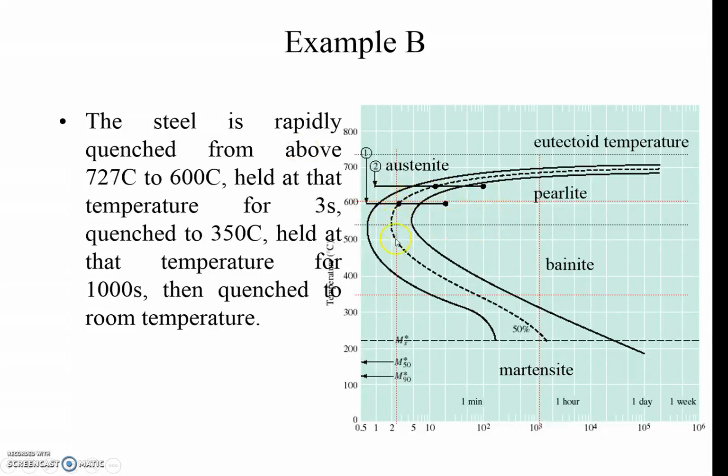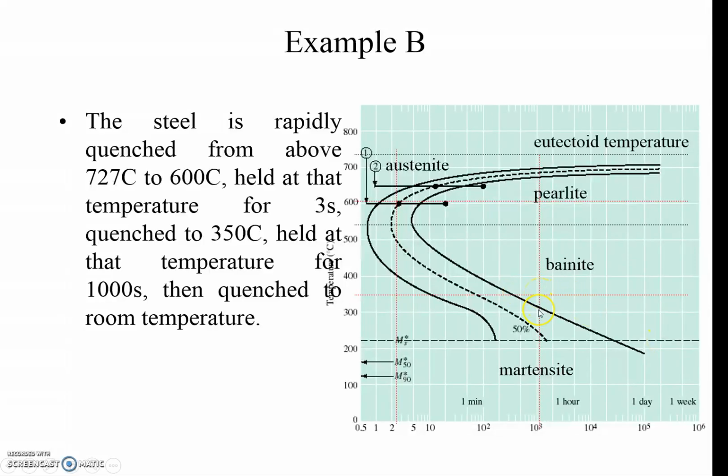Then we come down, we're going to quench again to 350 degrees, and we hold that all the way to 1,000 seconds. So that takes us to about here, right? 1,000 seconds. So recall I had 50% austenite, 50% pearlite. Well, now all that austenite will have transformed into bainite. So here at this point I'm left with 50% bainite, 50% pearlite.